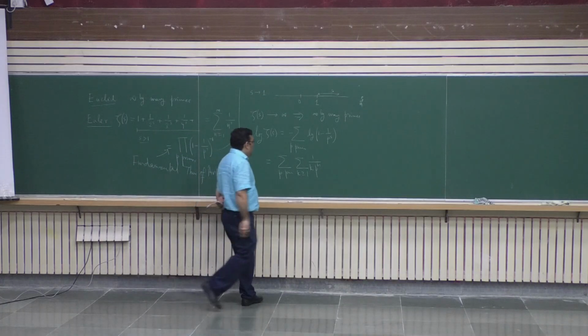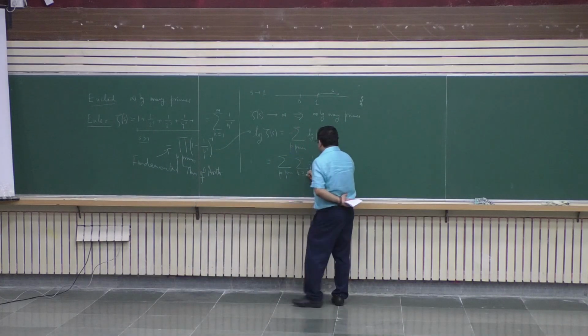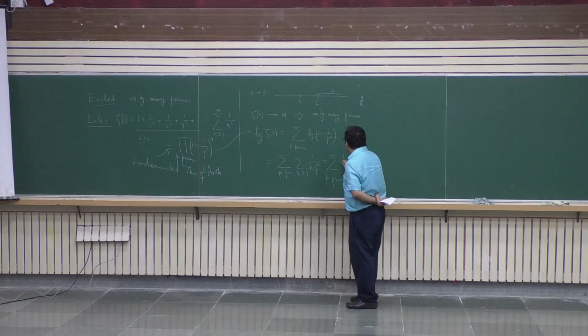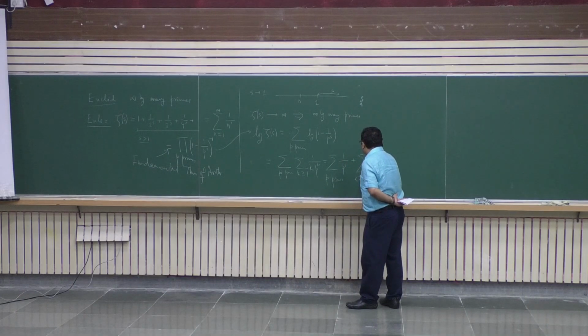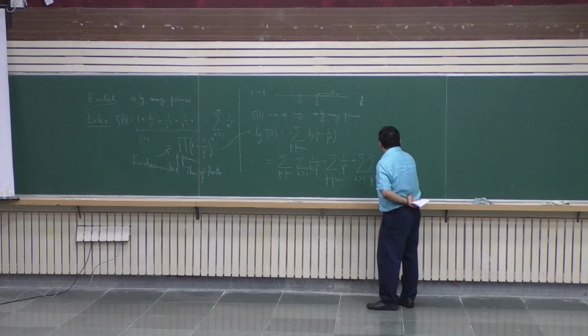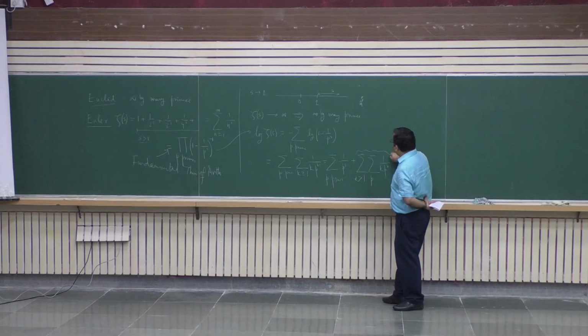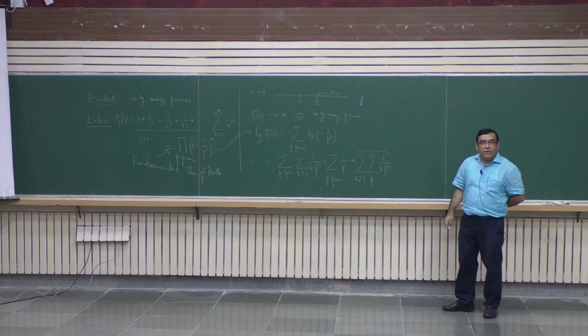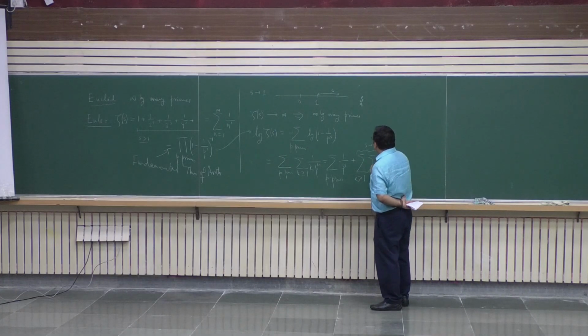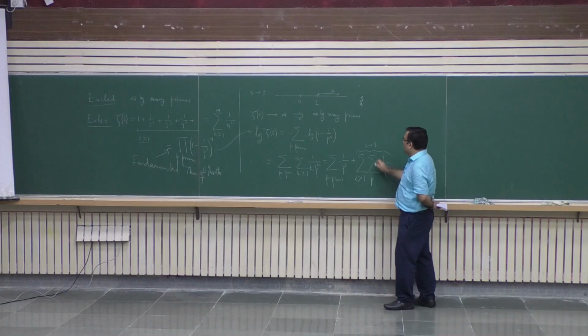And now if you separate out the k equals 1 part, then we have a sum over primes of 1 by p to the power s, plus a sum over k greater than 1, sum over primes of 1 by p to the power ks. And you can show very easily that this part, as s goes to 1, still remains finite.